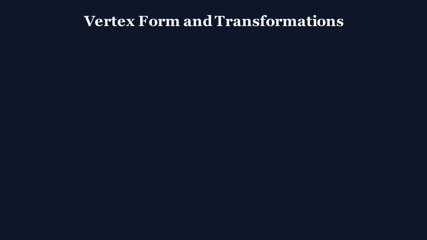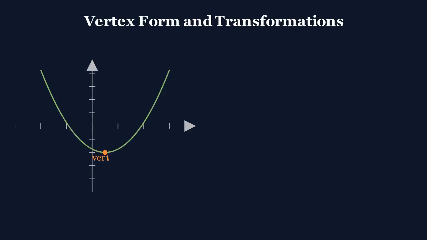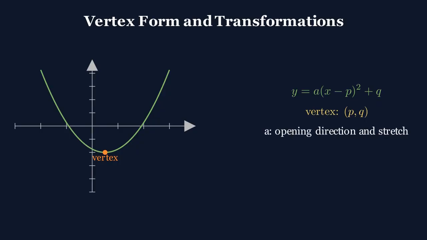Vertex form gives the transformation story immediately. In y = a(x - p)² + q, the vertex is (p, q). The value p moves the graph left or right, q moves it up or down. And a controls opening direction and vertical stretch or compression.